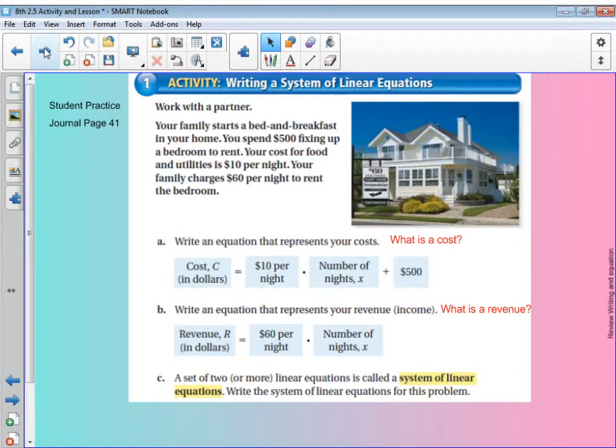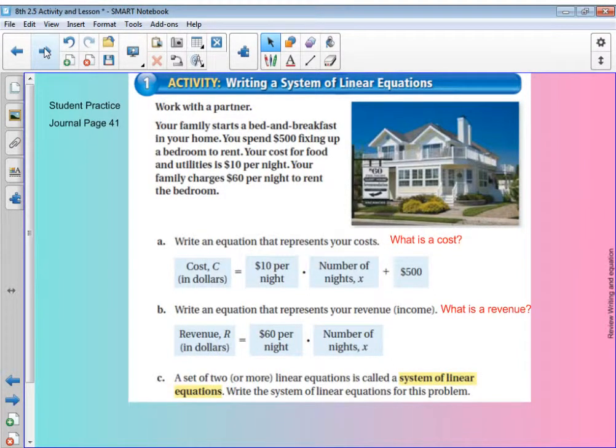We're going to write a system of equations to represent our cost. So first of all, what is a cost? Well, that's what it's costing us as a family to be able to open up that room for somebody to stay. So our cost is we have to renovate the room, which was $500. And then every time somebody stays, we have to spend money on their breakfast food, as well as the utilities like the heat, the electricity, and so forth for them to stay in that room, which we said was going to be approximately $10 per night.